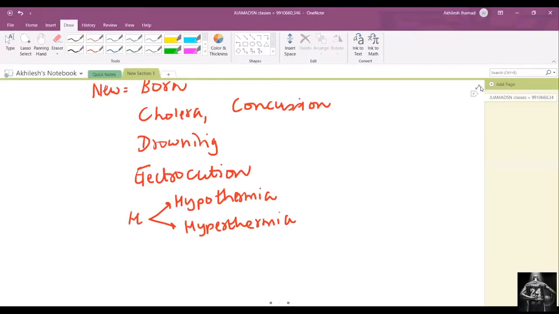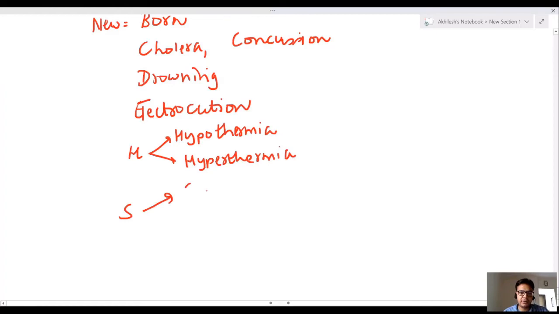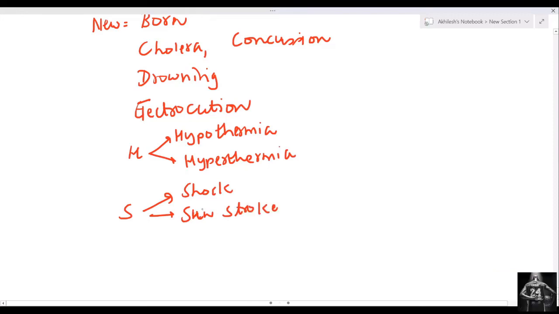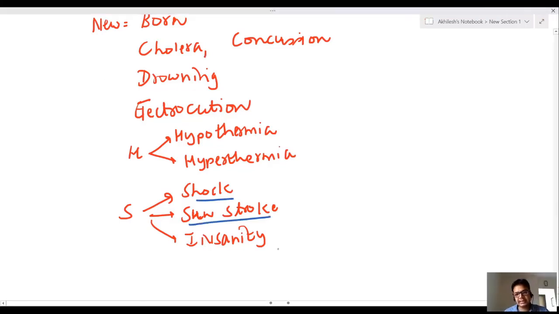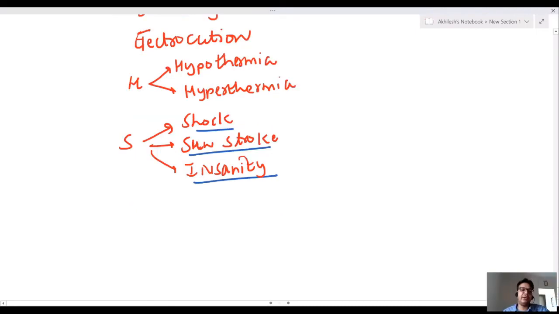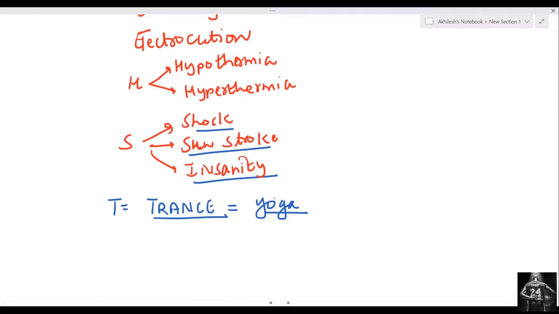And the last few are S. S for shock. S for sunstroke. And S for insanity. And the last is very, very important: T for trance. You are doing yoga and other activity. This is trance. So these are the conditions in which you look like a dead person.